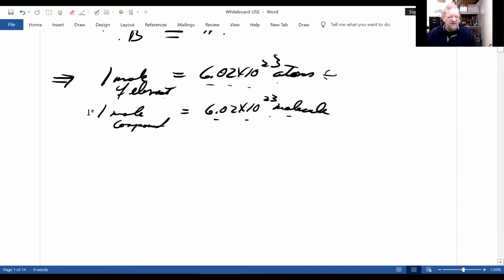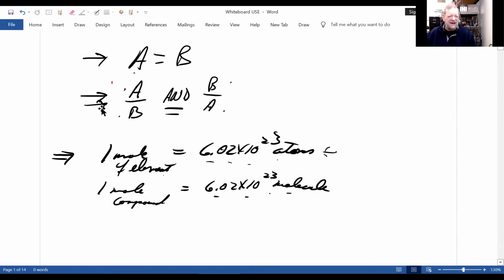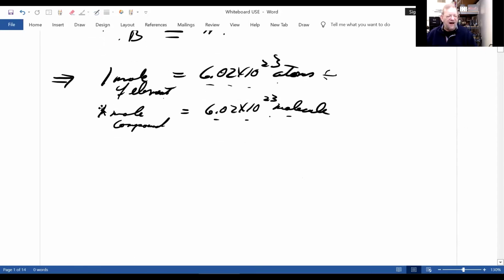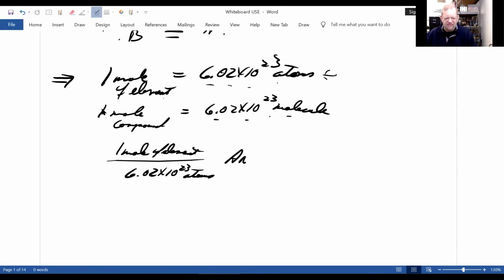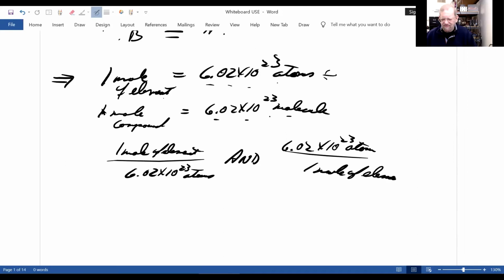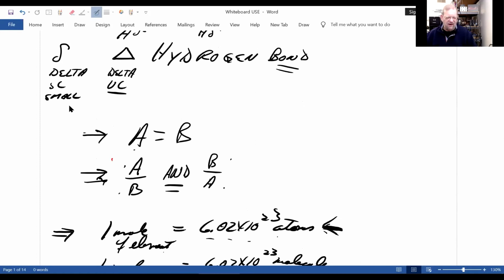Now, this is going to be a very important concept. Because of A equals B, you have two relationships. I have 4 different relationships I could write. 1 mole of element per Avogadro's number, atoms, and 6.02 times 10 to the 23rd atoms per 1 mole of an element. How did I get that? Because I know these two things are equal. And when two things are equal, A equals B, there are two relationships you can write.